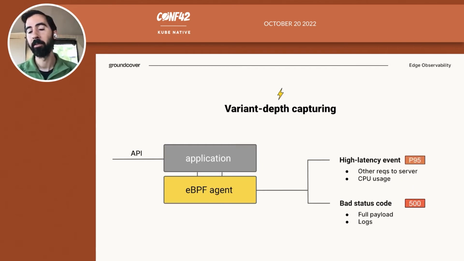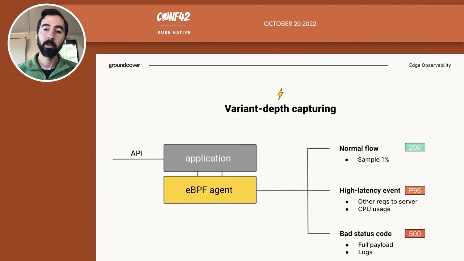But perhaps if it's a high latency event, like an HTTP span suddenly taking 10x the usual time, I may decide to do different stuff. For example, I may want to store other requests flowing into the server at the same time to figure out if there's specific API load from other APIs on the server. I may want to store the CPU usage of this specific HTTP server at a very high resolution at the time of the request, to figure out if there was some kind of CPU spike that eventually caused this slow response.